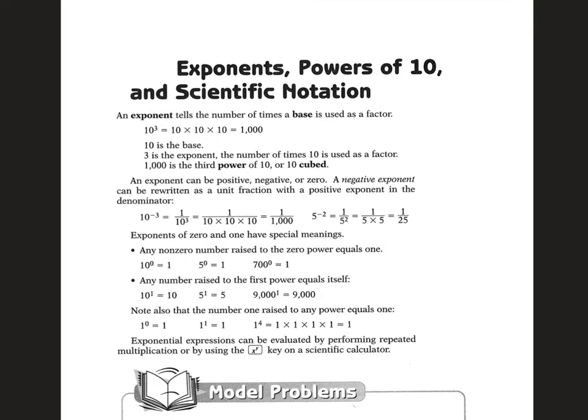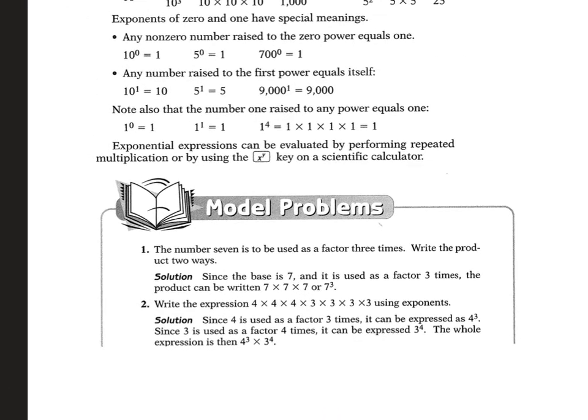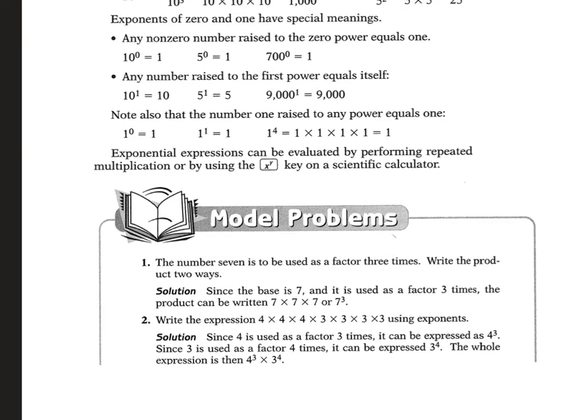If we look at our first set of examples that are done for us, it tells us for number 1, the number 7 is to be used as a factor 3 times. Write the product 2 ways. So that would be 7 times 7 times 7, or 7 to the third power, which is also 7 cubed.